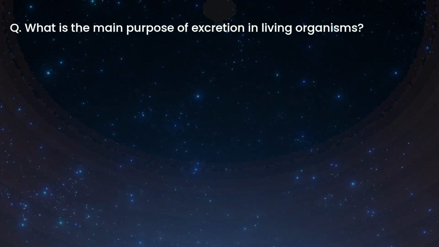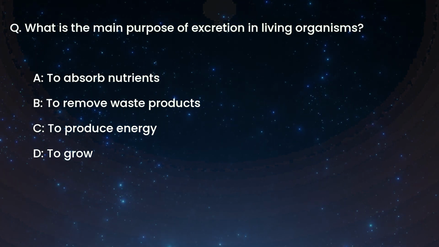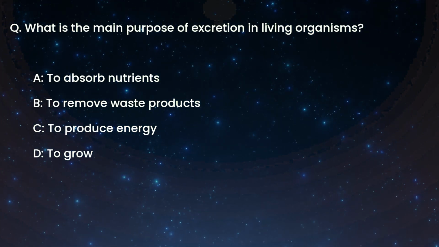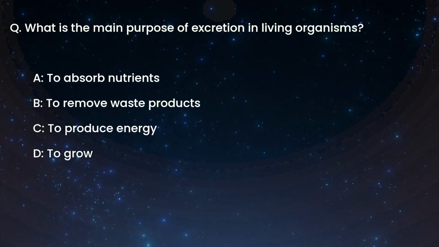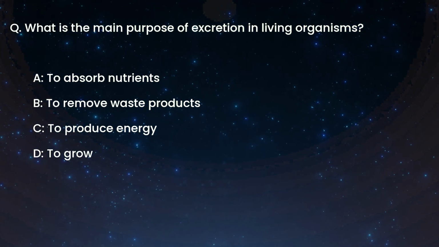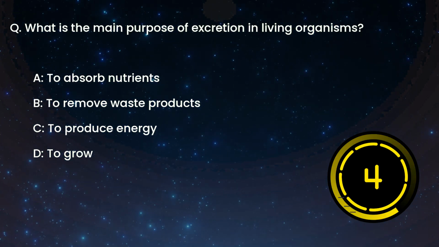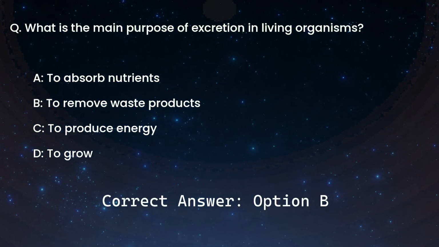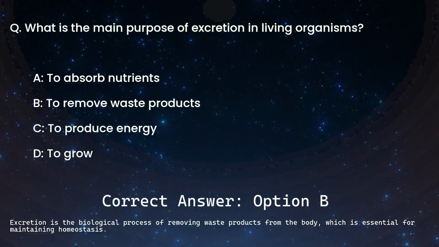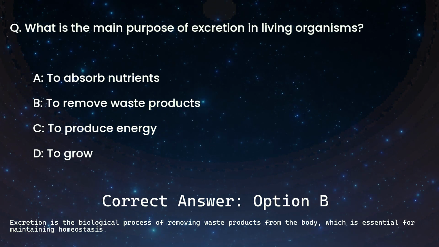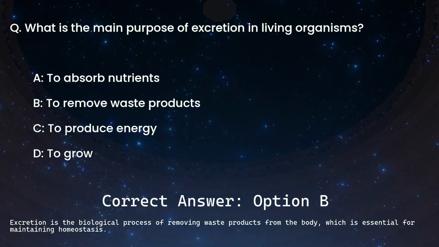Question: what is the main purpose of excretion in living organisms? Option A, to absorb nutrients. Option B, to remove waste products. Option C, to produce energy. Option D, to grow. You have 5 seconds to answer the question. The correct answer is option B, which is to remove waste products. Excretion is the biological process of removing waste products from the body, which is essential for maintaining homeostasis.